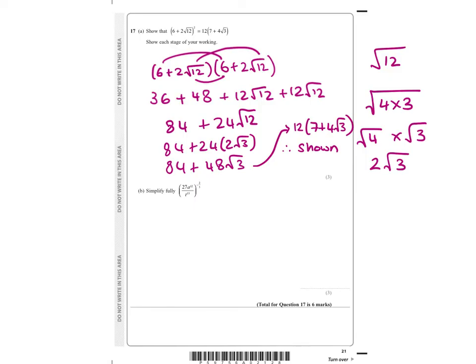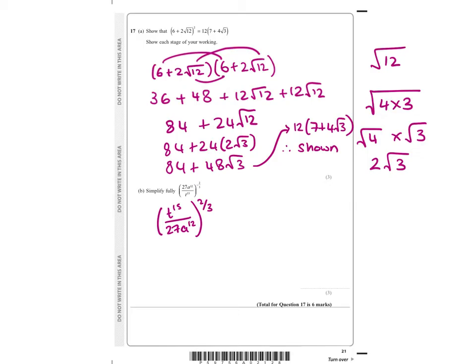Moving on to part B. Simplify fully 27a to the power of 12 over t to the power of 15, all of that to the power of negative 2 over 3. Well, first of all, to get rid of the negative, I'm going to flip the fraction. So I'm going to get t to the power of 15 over 27a to the 12, to the power of 2 over 3. Now, to the power of 2 over 3 means if it was a number, I need to cube root it and then square it.